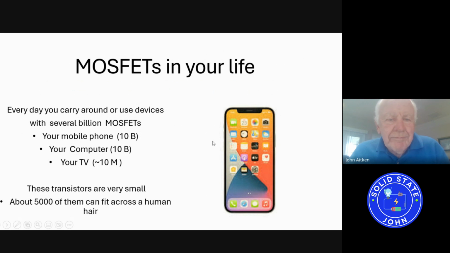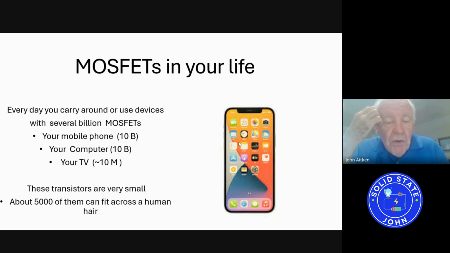MOSFETs in your life. Every day you carry around or use devices with several billion MOSFETs. Your mobile phone, by the way, which is presented on the right, this happens to be an Apple, has about 10 billion transistors in it. Your computer at home has about the same number. Your TV has less, but they're serving a different function.